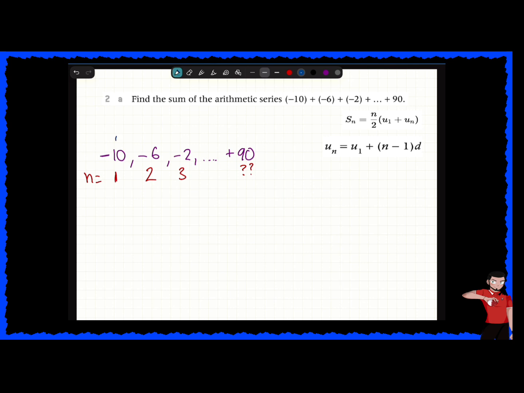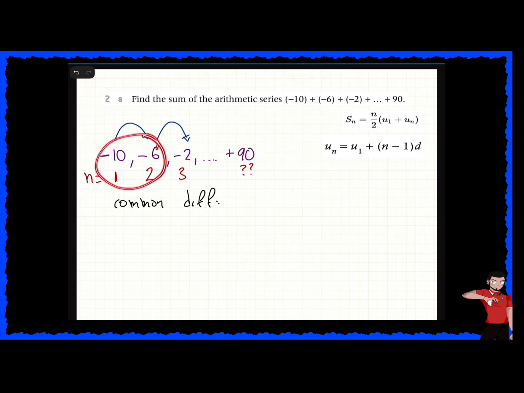Then what else? We need to find the common difference. So how can we find the common difference? This is a reminder: the common difference is super easy to find. First, we need to take 2 consecutive numbers, for example, these 2, the numbers minus 10 and minus 6. Then what we are going to do is a subtraction. We take a number minus the previous number. Pay attention, minus the previous number.